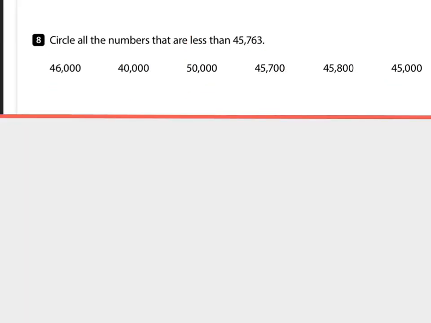All right, number 8. Circle all the numbers that are less than 45,763. So the first thing you're going to do is take this number and stack them on top of all of these numbers, and then we can compare the place values.